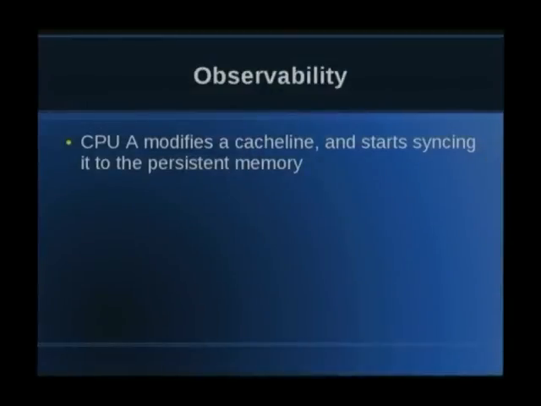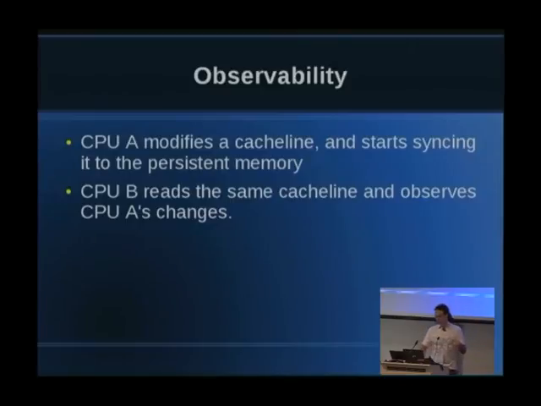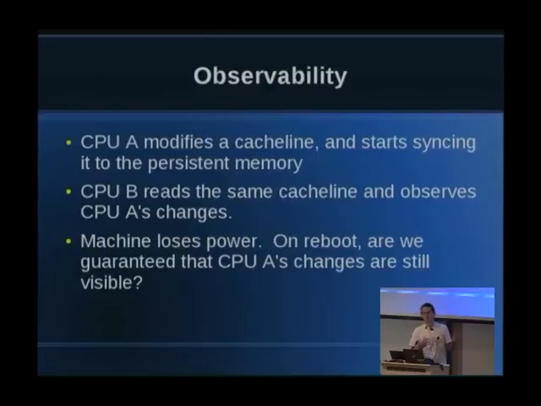So here's another problem we've got. There are two distinct kinds of observability, and this problem demonstrates it. So CPU A modifies a cache line. It says to the kernel somehow, okay, start syncing that out to the persistent memory. But right now the cache line is dirty in CPU A's cache. CPU B does a read to that cache line, and CPU A hands the ownership of the cache line over to CPU B. So it's observed CPU A's changes. Now the machine loses power. Someone tripped over the power cable again. On reboot, are we guaranteed that CPU A's changes are still visible after the reboot? CPU B got to see them. CPU B may have done something based on that.